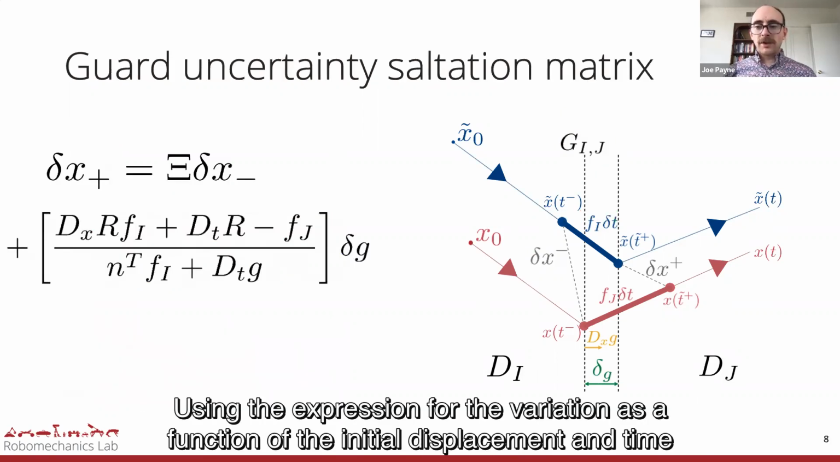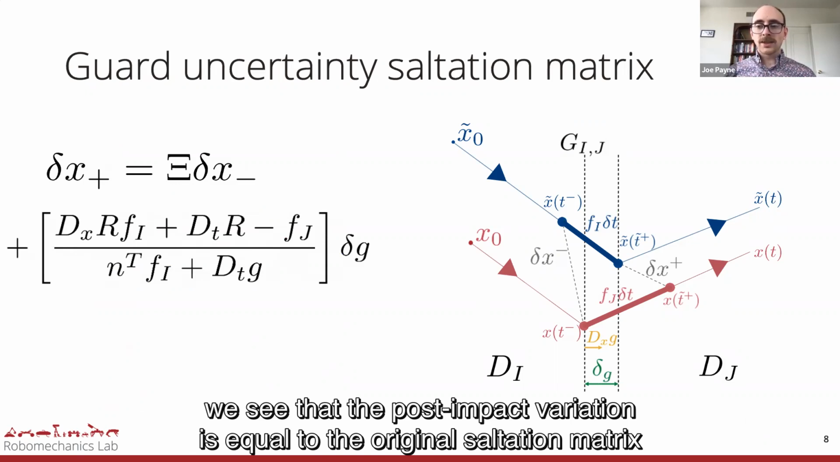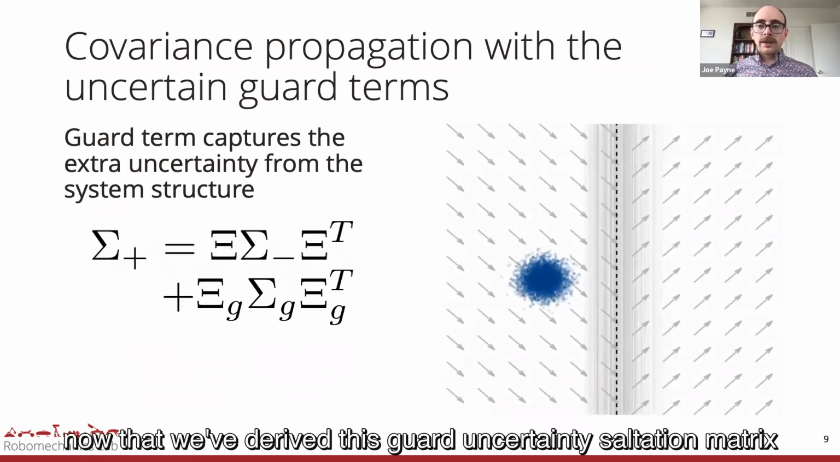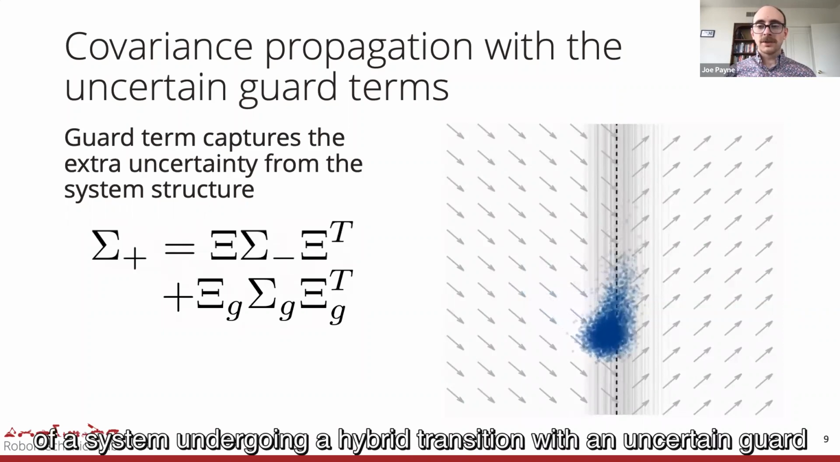Using the expression for the variation as a function of initial displacement and time, and the solution for time as a function of initial displacement and guard displacement, we see that the post-impact variation is equal to the original saltation matrix plus an additional guard uncertainty term I will call the guard uncertainty saltation matrix. Now that we've derived this guard uncertainty saltation matrix, we can see how it's useful in predicting the covariance update of a system undergoing a hybrid transition with an uncertain guard.